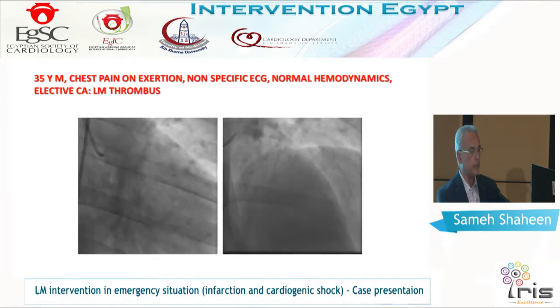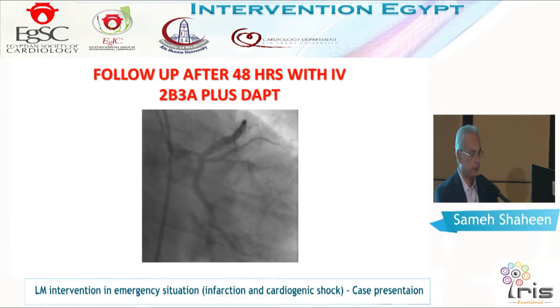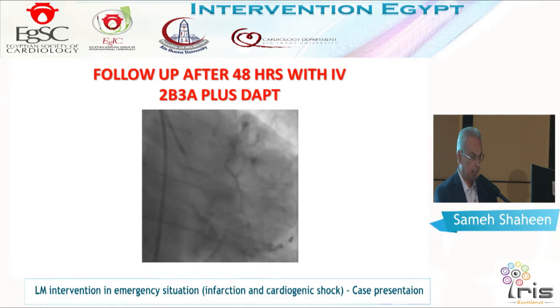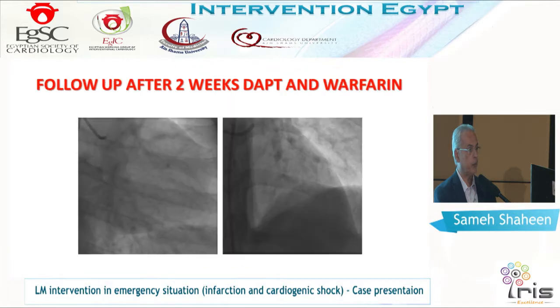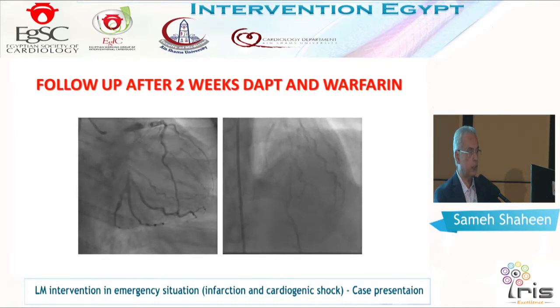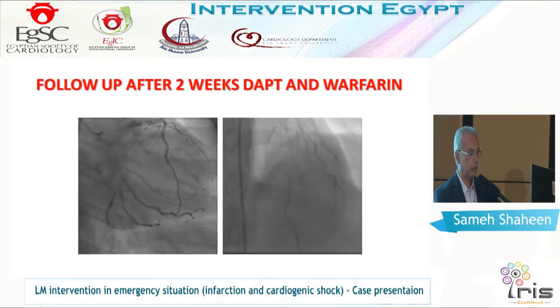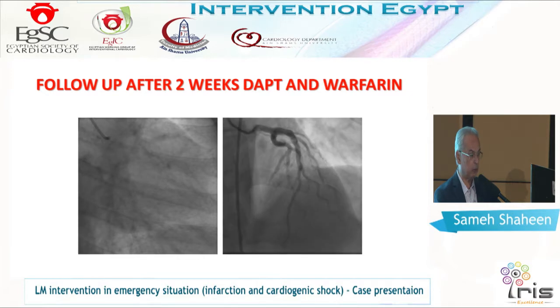So I'm putting these two cases to see how you would deal with the first patient, which was an emergency, and with this, again, kind of patients. You can see here the thrombus. We decided for the second patient with the thrombus in the left main to be conservative and to put the patient on intravenous 2B3A antagonists, of course, plus oral dual antiplatelet therapy for 48 hours.